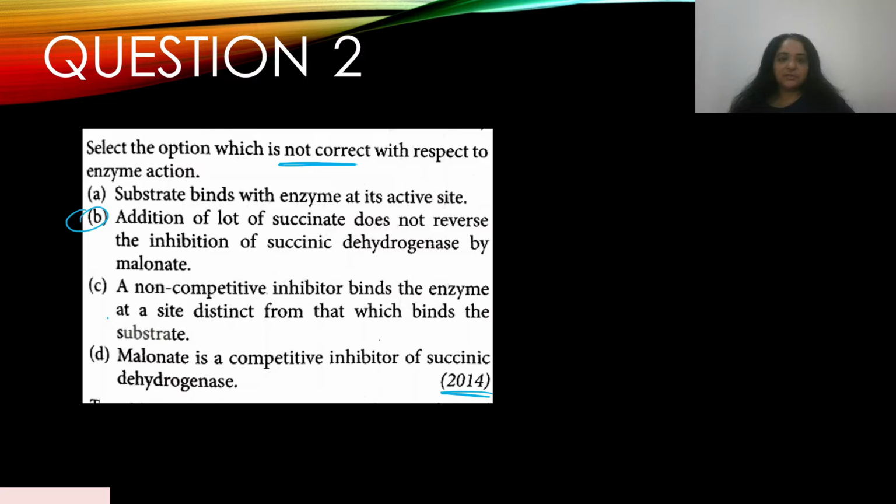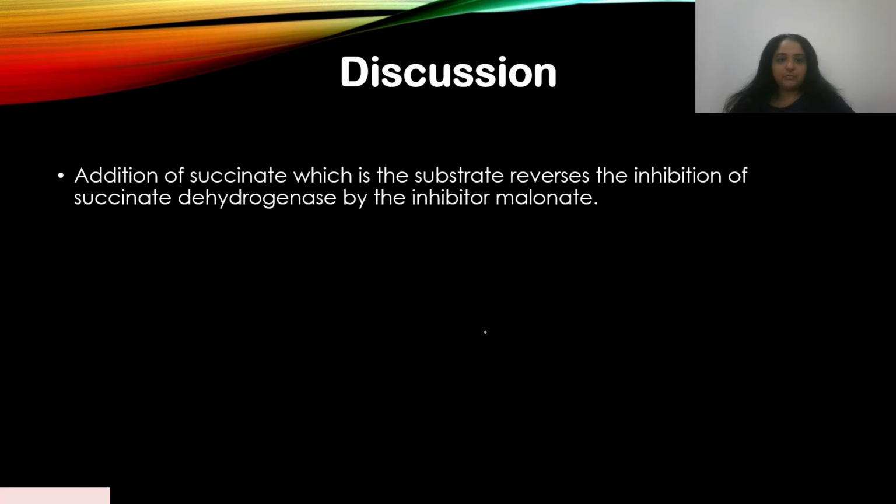C, a non-competitive inhibitor binds the enzyme at a site distinct from that which binds the substrate. And D, malonate is a competitive inhibitor of succinic dehydrogenase. Okay, so A, C, and D are correct, but option B is incorrect. Let's go to the discussion. So addition of succinate, which is the substrate, reverses the inhibition of succinate dehydrogenase by the inhibitor molecule. That's malonate. Malonate is one of the inhibitors.